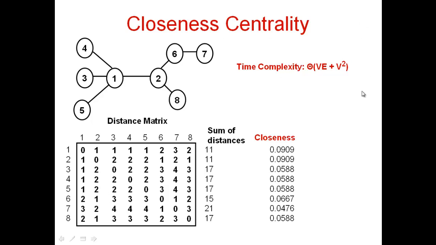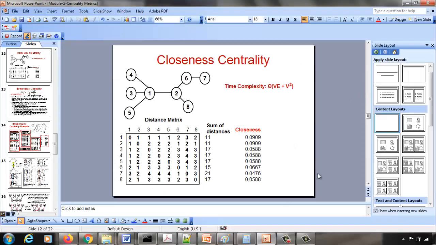So both are kind of time consuming metrics compared to the degree centrality. Degree centrality is basically the most lightweight metric. Okay, stop with this.